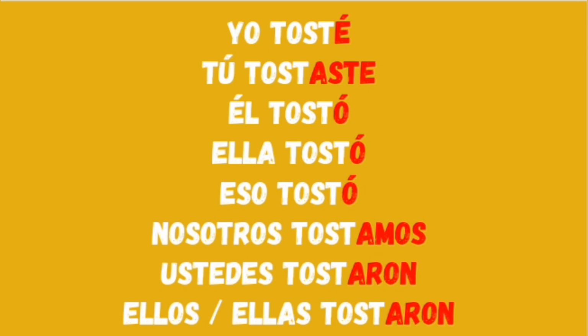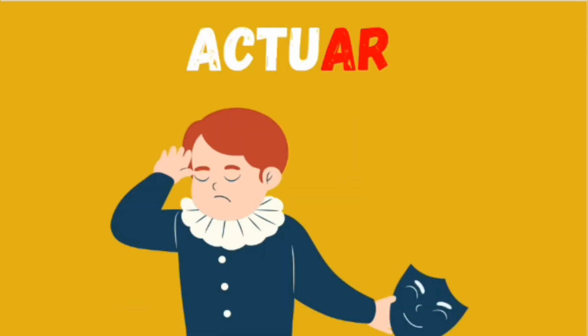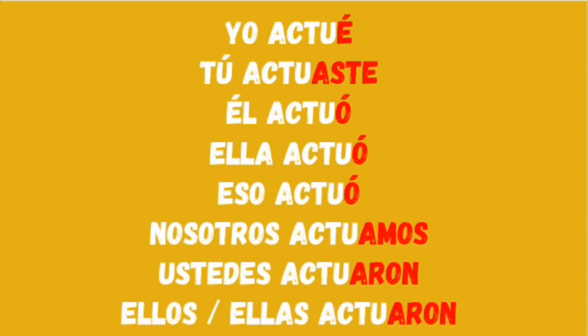Now let's go to this verb, to act. Okay, to act means in Spanish actuar. So let's see how you have to conjugate this verb, actuar, in the indefinite past. If you want to say I acted, in Spanish you have to say yo actué. To say you acted, you have to say tú actuaste. See, the root word is actu.